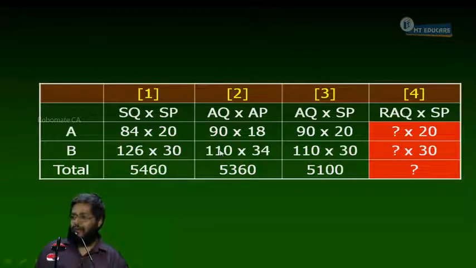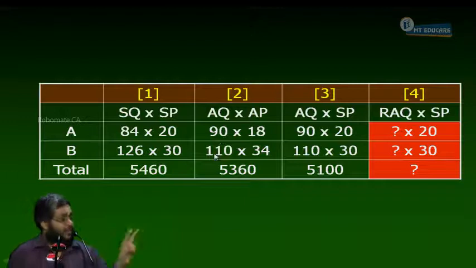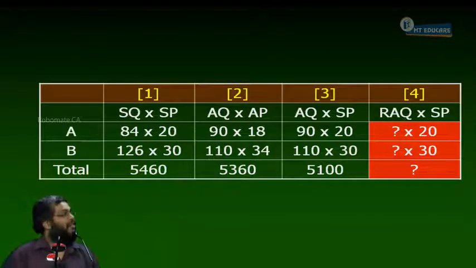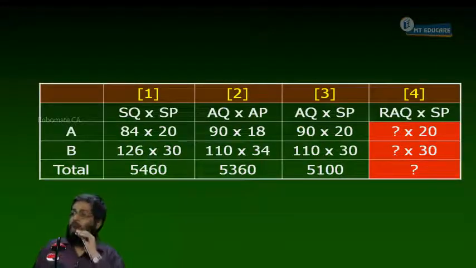200 kg is the actual quantity, and this 90 and 110 is the actual mix. If this 200 kg is in the standard mix of 40, 60, it becomes what? RAQ. Everybody understood or not? Now tell me, what is RAQ? Actual quantity in what mix here?